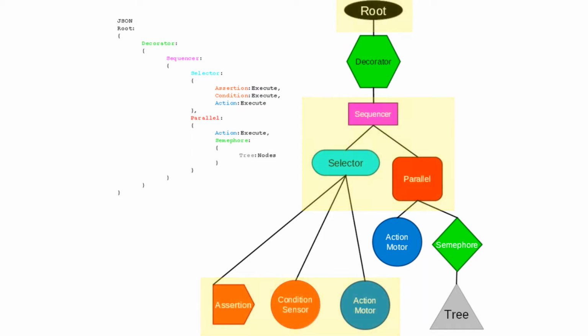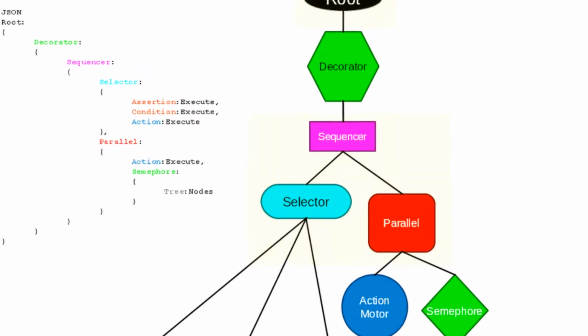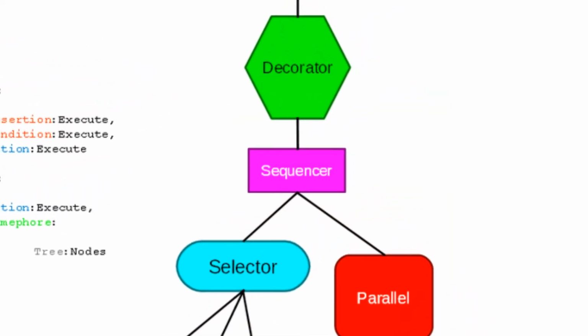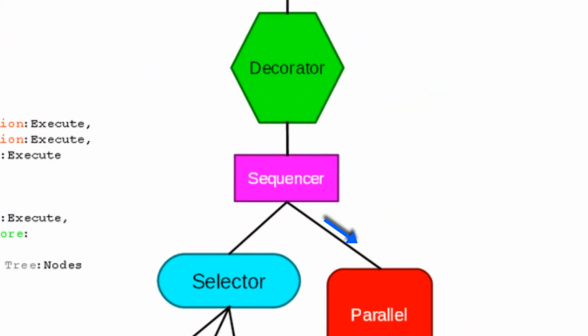There are three types of composite nodes: sequence, selector, and parallel. The sequence node will select the first child node. If it returns a success, it will then move on to the next child node. If it returns a failure, it will then stop processing all the child nodes and then return a failure. If it is able to successfully process all the child nodes, it will then return a success.